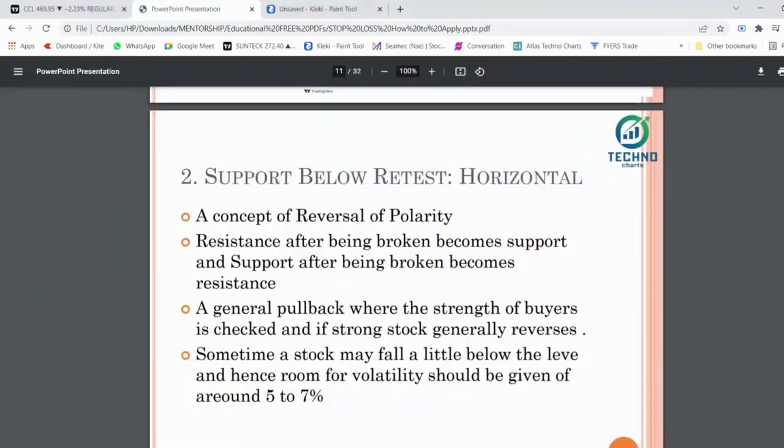So the second method that we are going to look at is stop loss below the retest level or horizontal level. Now, a concept of reversal of polarity is considered here, where resistance after being broken becomes support, and support after being broken becomes resistance.